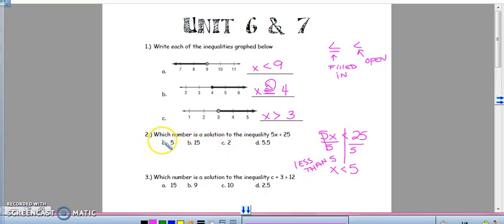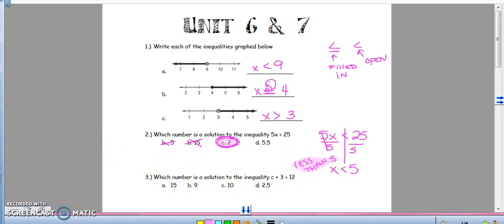Is 5 less than 5? No. Is 15 less than 5? No. Is 2 less than 5? Yes, it is. Is 5.5 less than 5? No. So we know choice C is my answer because it is less than 5.